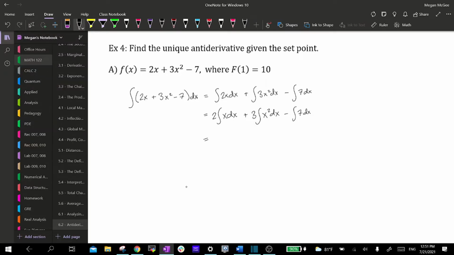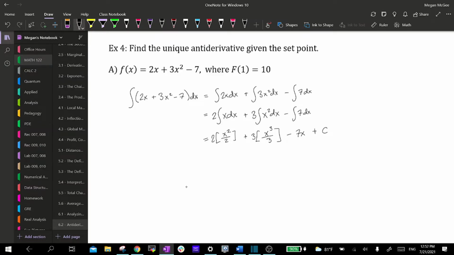So then we have the power rules. So we have 2 times the integral of x. So that's going to be x squared divided by 2 plus 3 times the integral of x squared. So that'll be x cubed divided by 3 minus the integral of 7, where 7 is a constant. So it's going to be the constant times the variable. So we have minus 7x. And we can't forget our constant of integration.